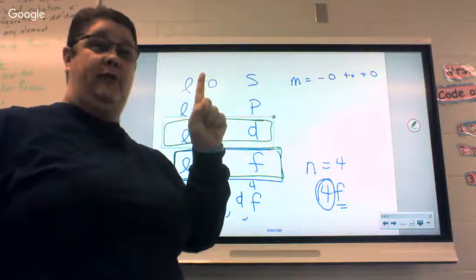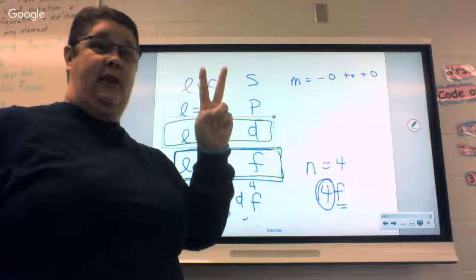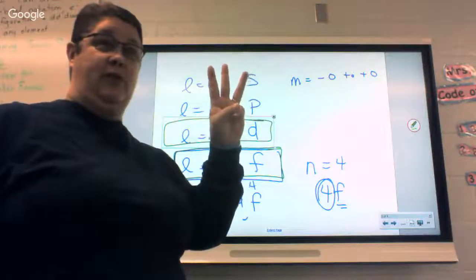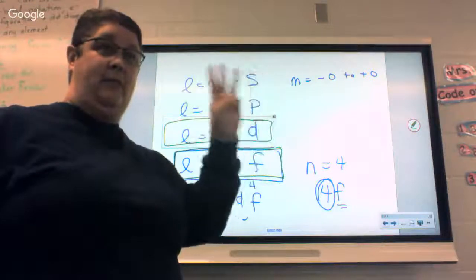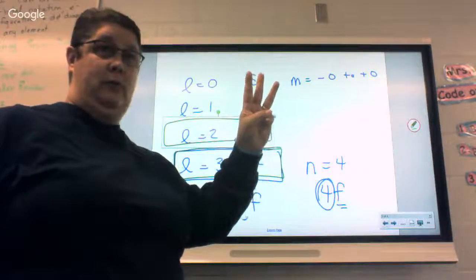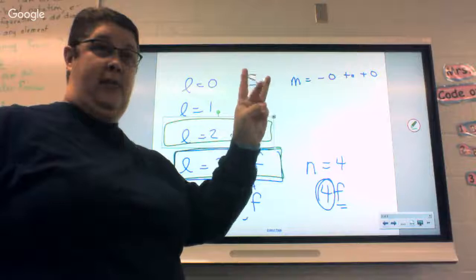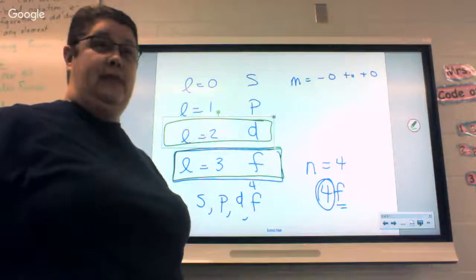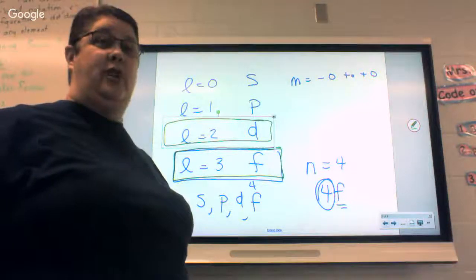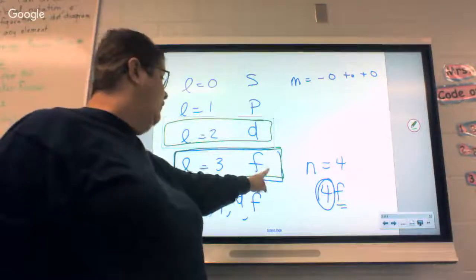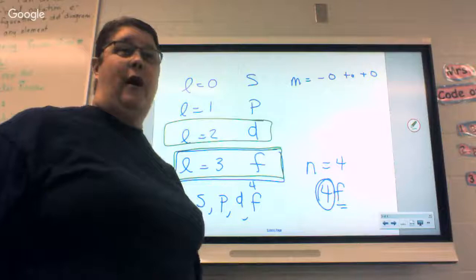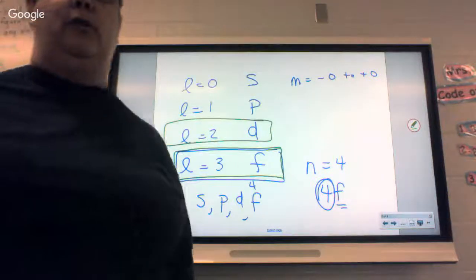S had to be your first energy level. P had to be the second energy level. So D has to be a third energy level. N has to be a minimum of 3. You can't have a D below the third energy level. SPD. D has to be at least a third energy level because it's the third sublevel. Just like F is the fourth sublevel, so you have to have a fourth energy level.